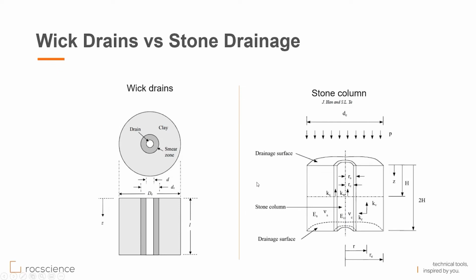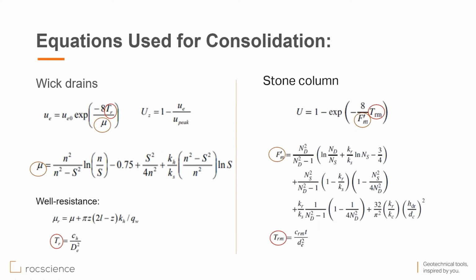Just a comparison between the wick drains and the stone drainage is that if you look at the wick drains, there are dimensions such as drain, the smear zone, and the clay layer. And you'll also see that in stone columns, there are dimensions for the column itself and the smear zone and the drainage surface as well. The key notable differences between these 2 equations when calculating the degree of consolidation are the following: the F prime m and the mu factor.